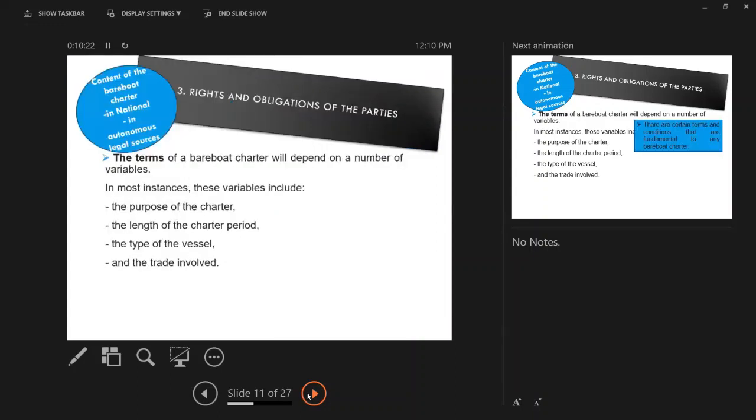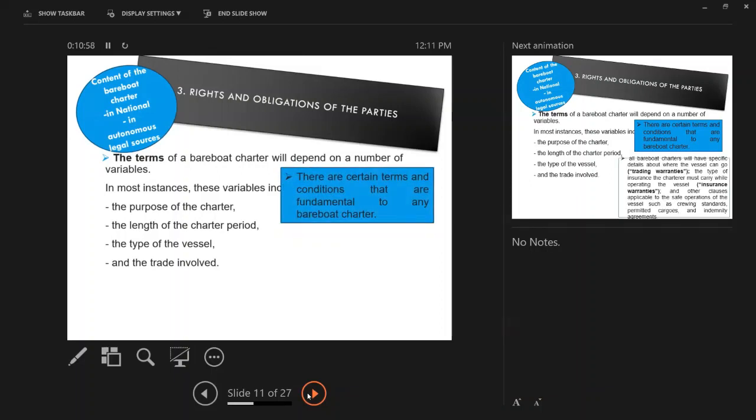So let's see a little bit of the content of the bareboat charter in autonomous legal sources as well as in national legal sources. Let's see some rights and obligations of the parties. So the terms of bareboat charter will depend on a number of occasions. In most cases, these occasions include, for example, the purpose of the charter, then the charter period, of course, the type of the vessel, and also the trade involved.